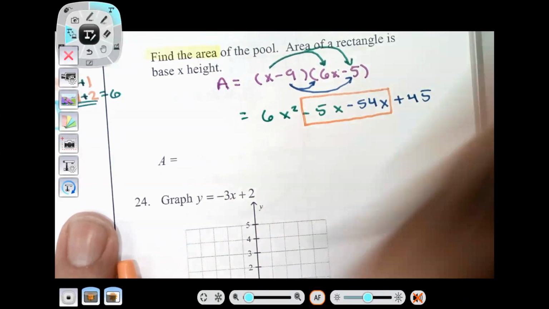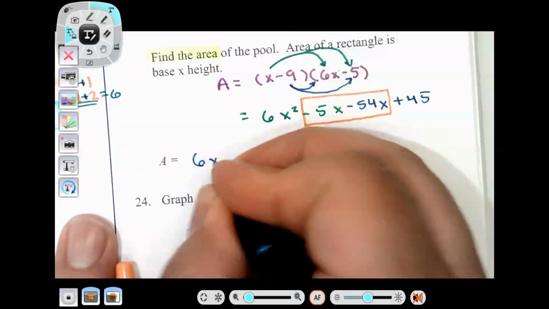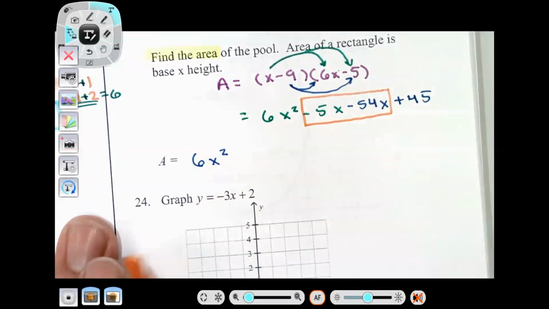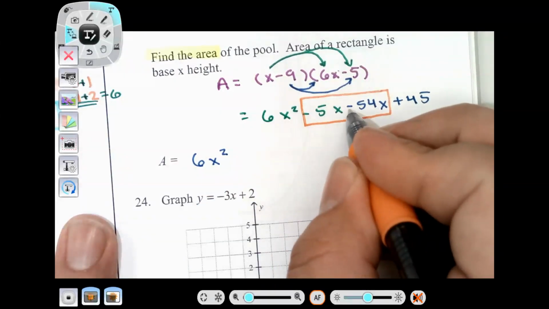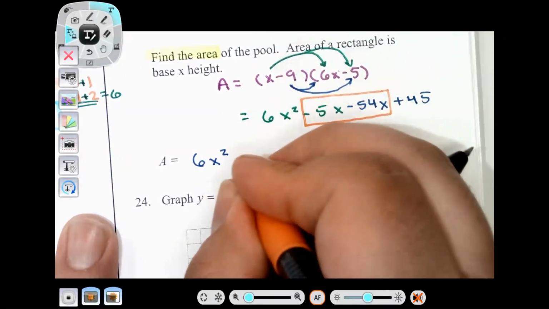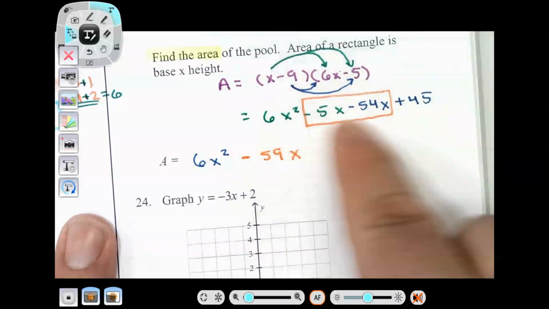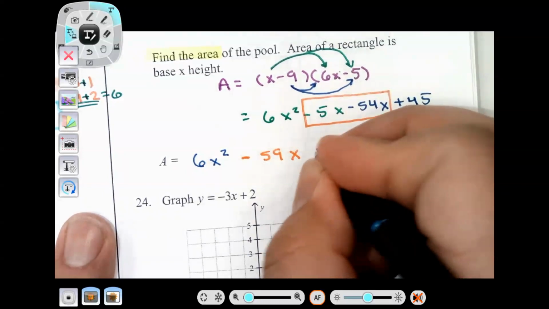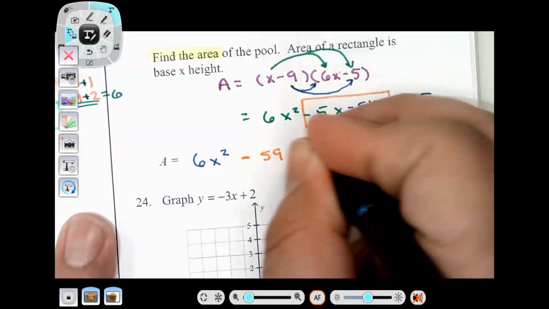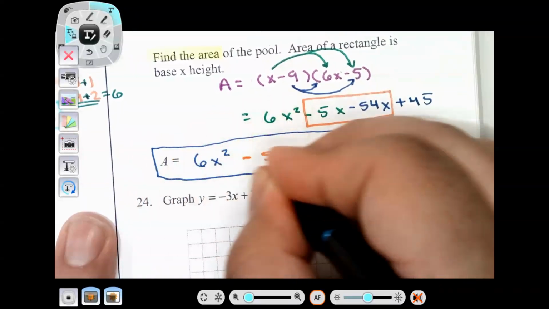So my final answer for area is the 6x squared. Now I have to do the combo. Negative 5x minus 54x is negative 59x, because you got to combine like terms. They're both negative. And then plus 45. And just like that, we're done with yet another question.